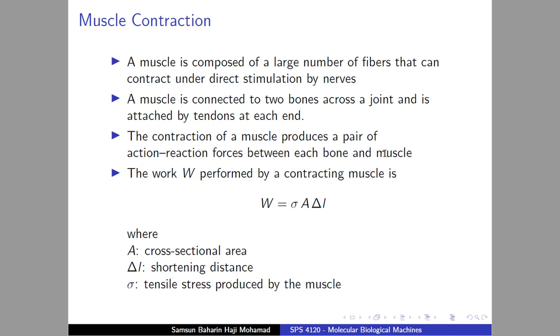Okay, the work W performed by a contracting muscle is W equal to sigma A delta L, where A is the cross section of our muscle, delta L is the shortening distance, how short the muscle can contract, and sigma is the tensile stress produced by the muscle.